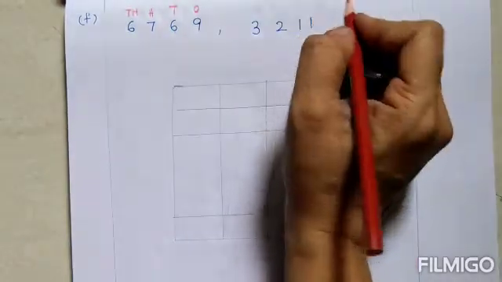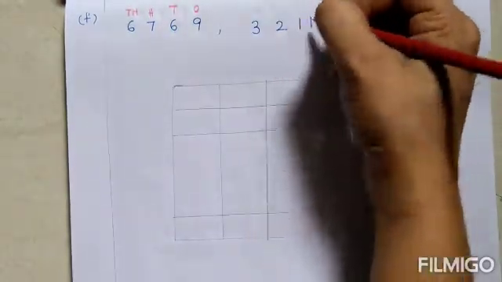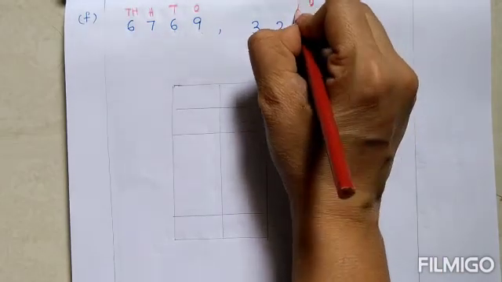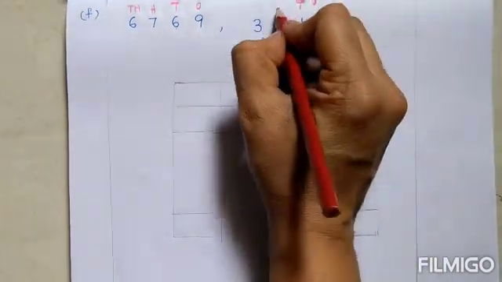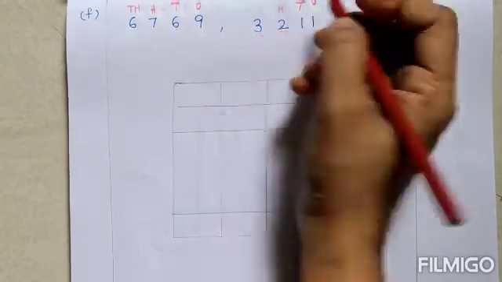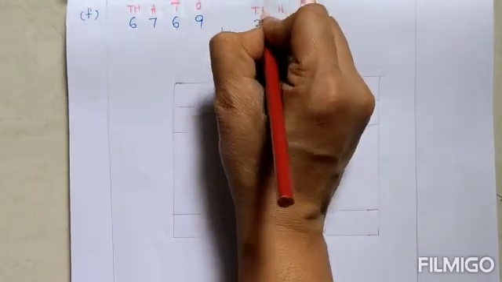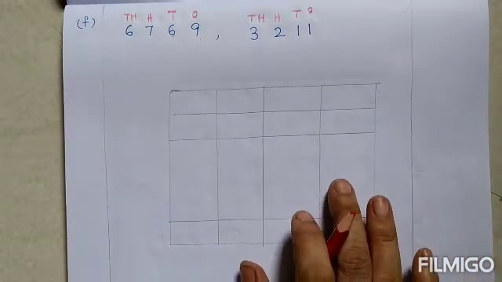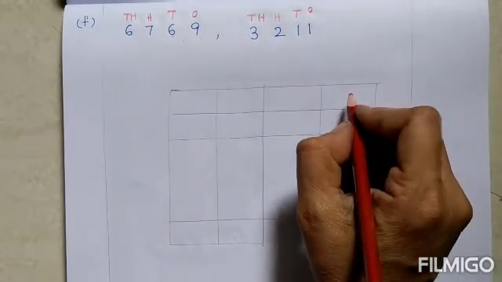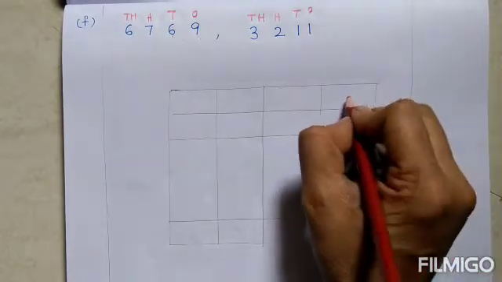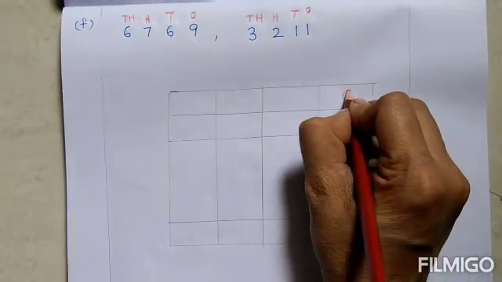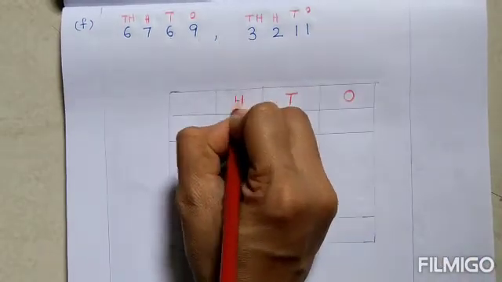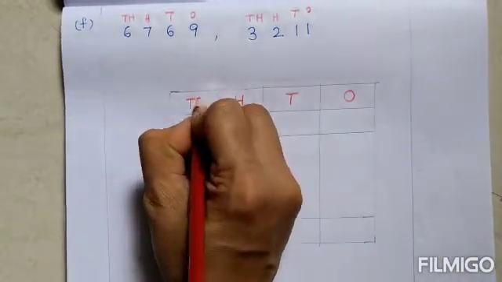Now for this number also we will write the place values. 1 is in ones place. 1 is in tens place. And this 2 is in hundreds place. And 3 is in thousands place. Now children, what is the next step now? We will write the place values in this tabular column. Ones place, tens place, hundreds place and thousands place.